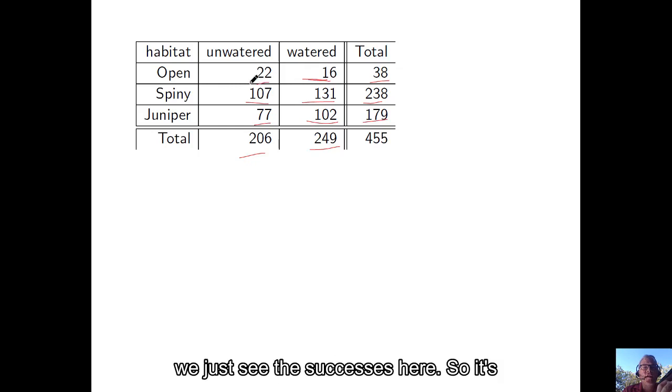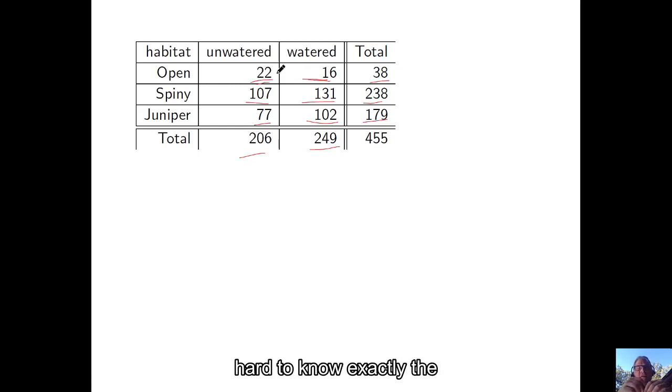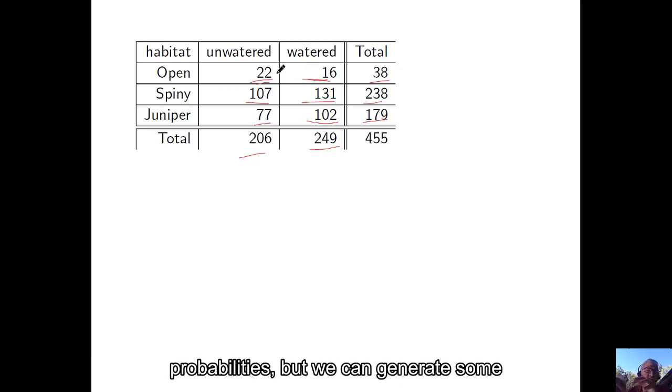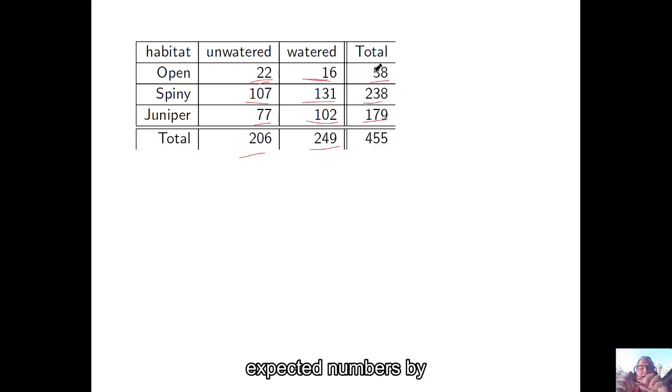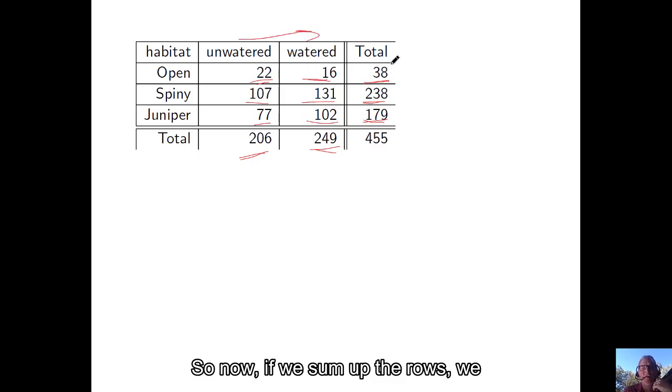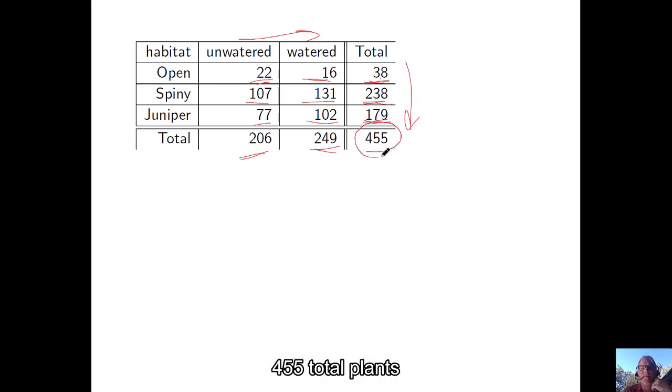And so we just see the successes here, so it's hard to know exactly the probabilities, but we can generate some expected numbers by looking at the row sums and the column sums over here. So note if we sum up the rows, we get these numbers: 38 in the open habitat, 238 in the spiny habitat, 179 in the juniper habitat. If we sum all of those, we get 255 total plants that emerged.